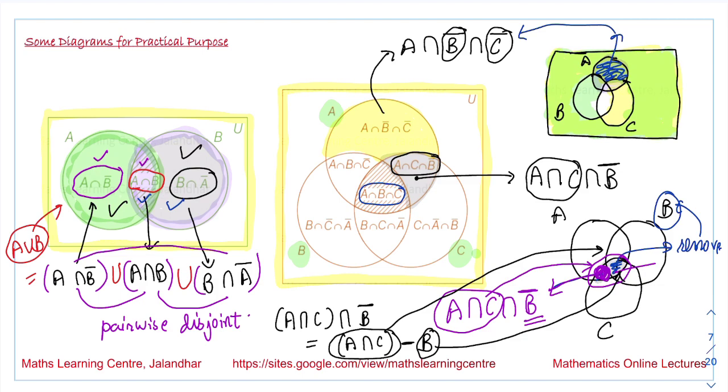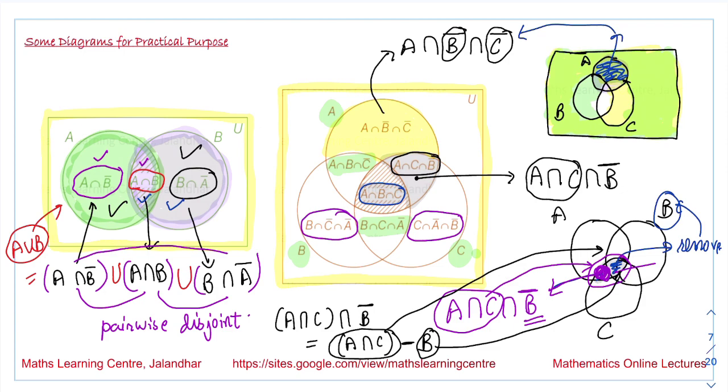Similarly we have these values: B intersection C complement intersection A complement, and C intersection A complement intersection B complement. Then we have A intersection B intersection C complement and B intersection C intersection A complement, and this inner value is the intersection of all these three sets.